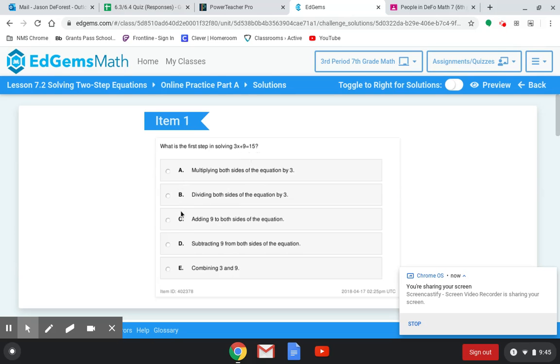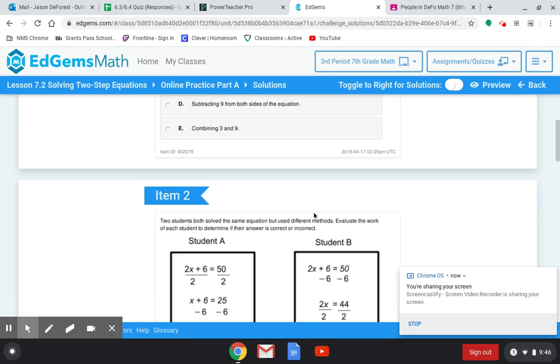So where does that say? Subtract 9. Subtract 9 from both sides of the equation. Boom, that's what we're going to do right there. All right, cool. So next item, 2.